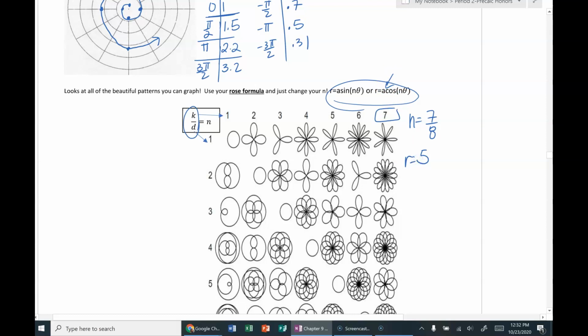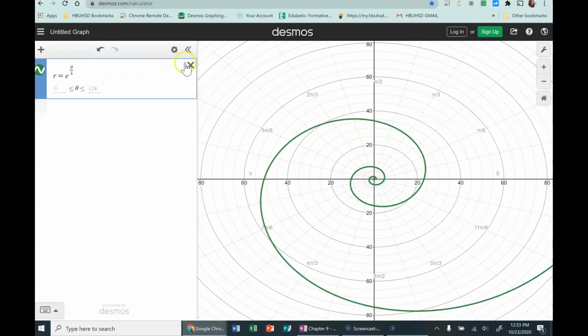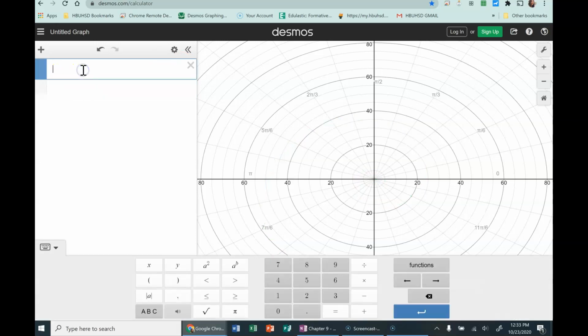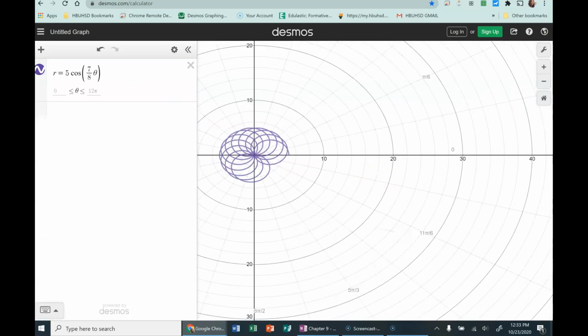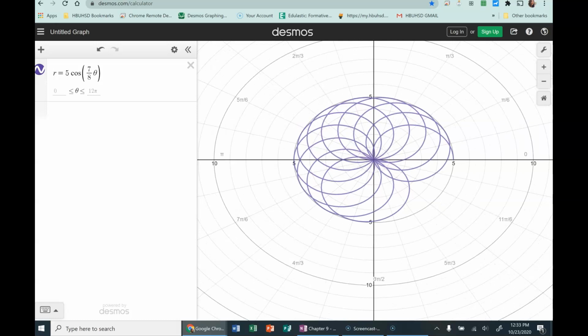That's just how the radius is. Cosine of 7 over 8 theta. It should give you a pretty cool graph to try out. I love this one because it's kind of easy to mess around with. Okay, so r equals, let's say 5 cosine of 7 divided by 8 theta. Oh. Look at that. That's super cool. Okay. And you can keep on going, right?